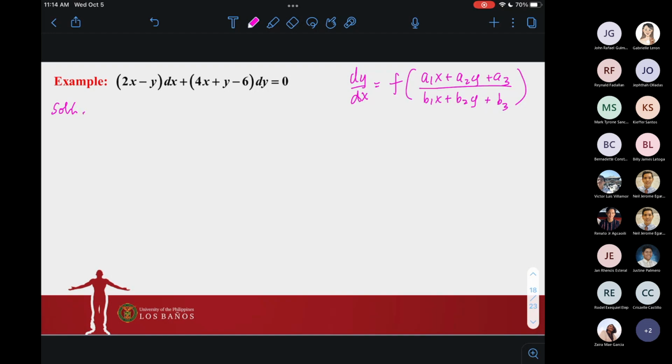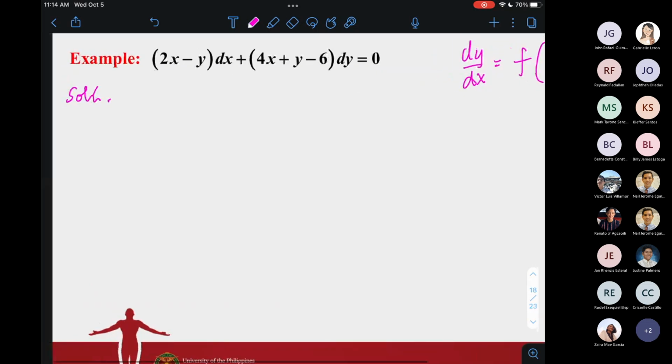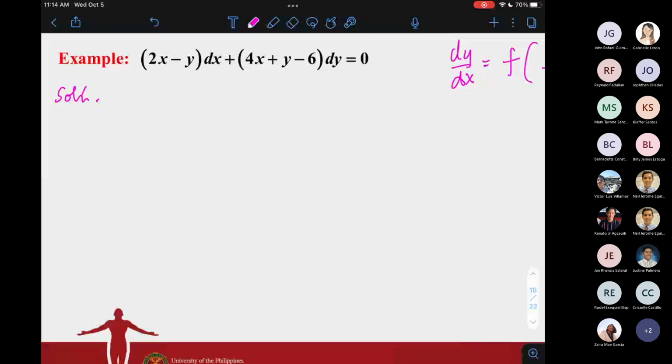Okay? So I'll rearrange the terms and then I'll divide both sides by 4x plus y minus 6 dx. So I'll have what? I'll have dy over dx equals negative ng 2x minus y all over 4x plus y minus 6.